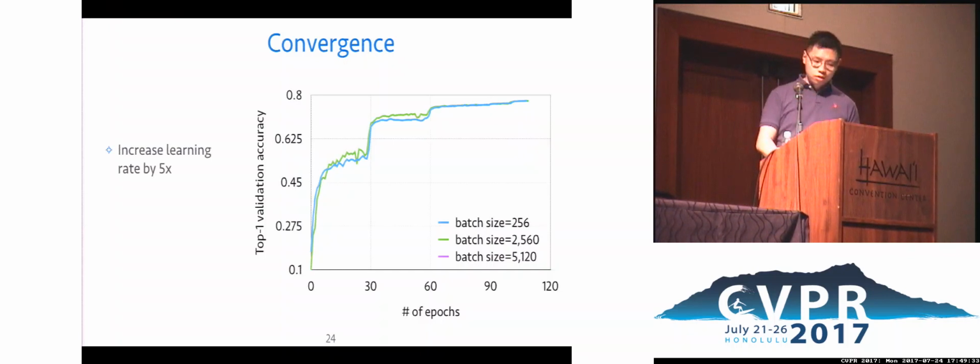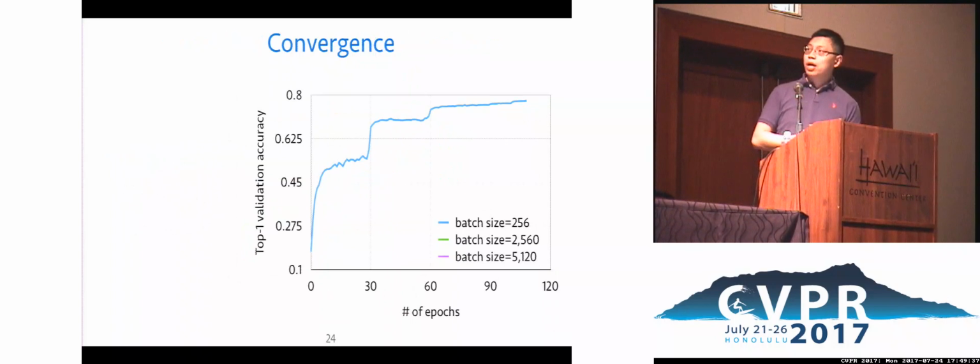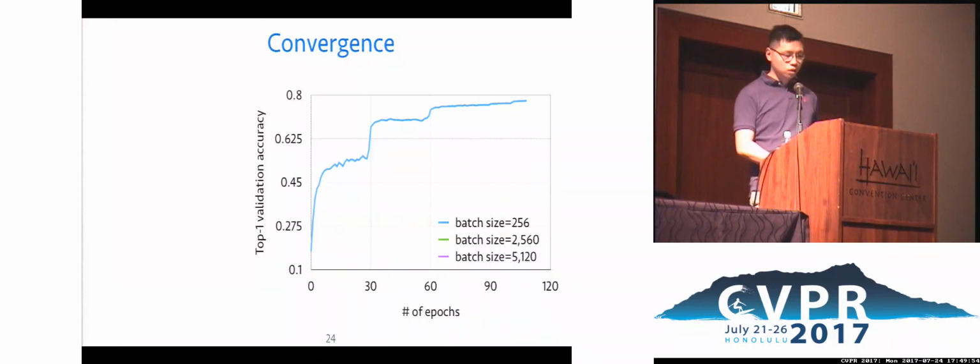So let's see the first line first. This is the number of epochs, and the y-axis is the top-one validation accuracy. You can see that with batch size equal to 256, at epoch 30, you decrease the learning rate. At epoch 60, you decrease the learning rate again, and finally you get the result you want.